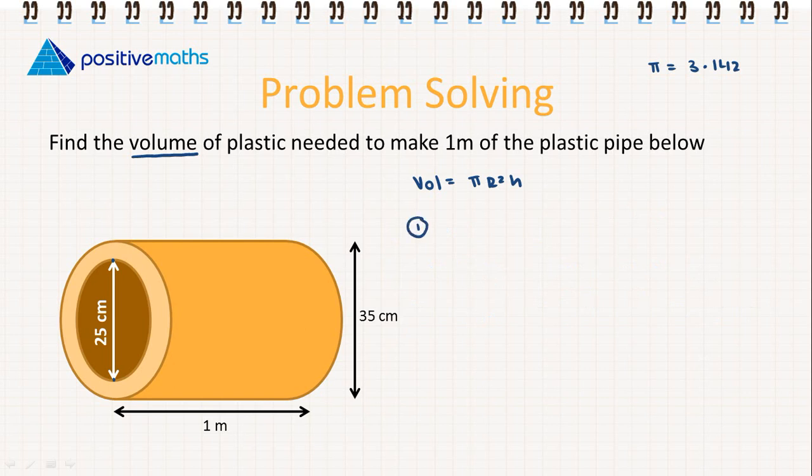Okay, so let's find the volume of the bigger cylinder. So we'll say volume 1 is equal to pi, so that's 3.142, multiplied by the radius squared. So we're noting here we have the diameter is equal to 35 centimeters. So therefore our radius, or r1, is going to be equal to 35 divided by 2. So this would be 17.5 centimeters. And our height is 1 meter.